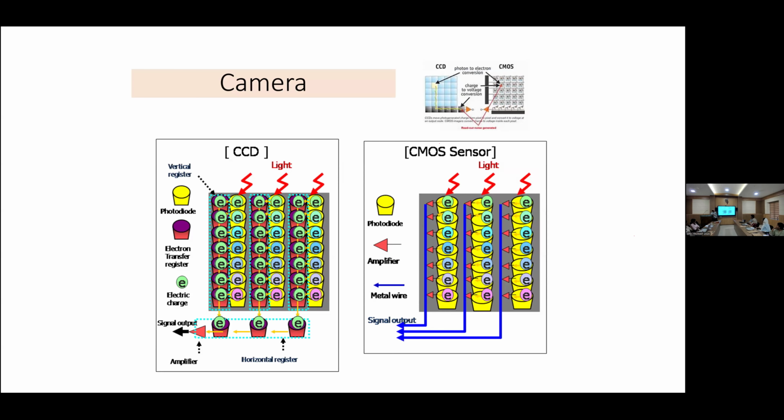Then these are the cameras that we use in TEM. That is a common CCD camera, but nowadays we are using these CMOS cameras because they have very high resolution, but they are very costly compared to the CCD camera.